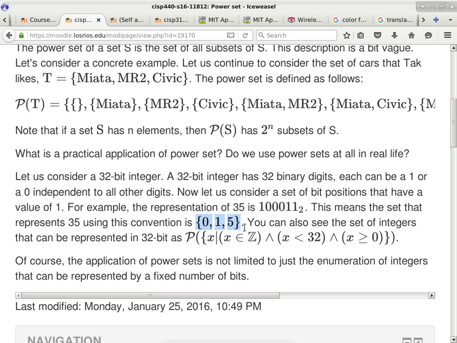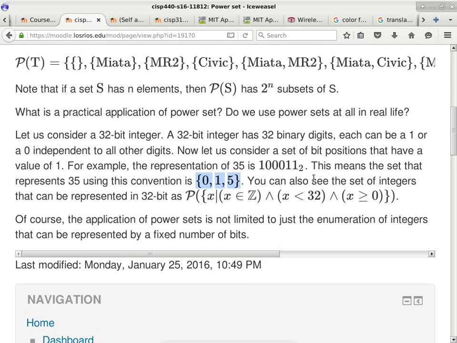You can either have all non-negative representations, going from 0 to 4 billion something, or it can be signed, where you go from 0 to about 2 billion, and on the other side to negative 2 billion. But you still end up with 4 billion unique values that you can represent. So we can also see the set of integers that can be represented as a 32-bit number as, guess what? The power set of the set from 0 to 31.